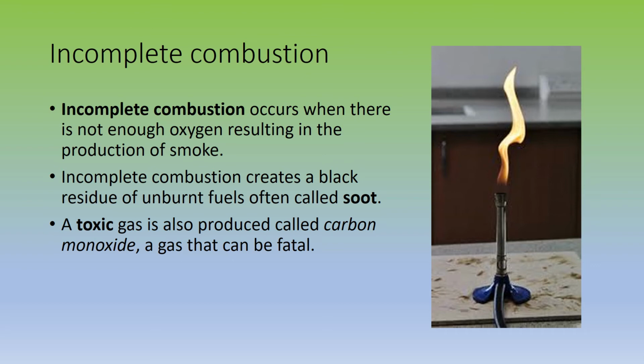Now, because there is not enough oxygen for this combustion reaction, it can also produce a toxic gas called carbon monoxide, that is different to carbon dioxide. Carbon monoxide is toxic, it can be fatal. Now, we can demonstrate this with something like a Bunsen burner. So that diagram there is a good example. That yellow flame will be producing a small amount of carbon monoxide, not enough to cause us any harm.